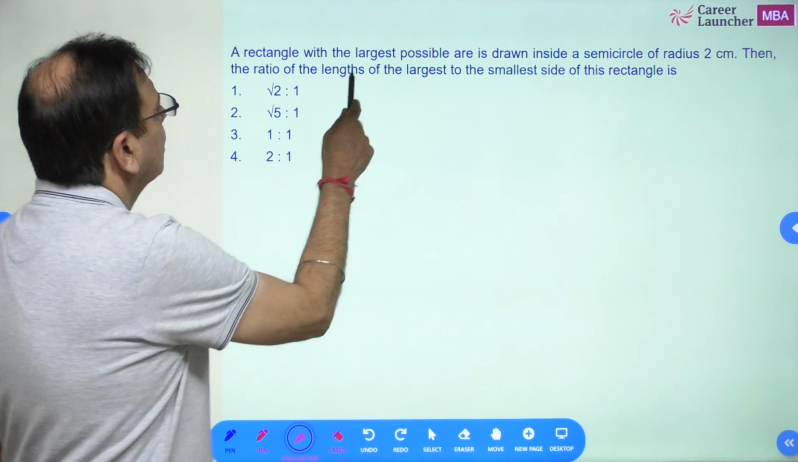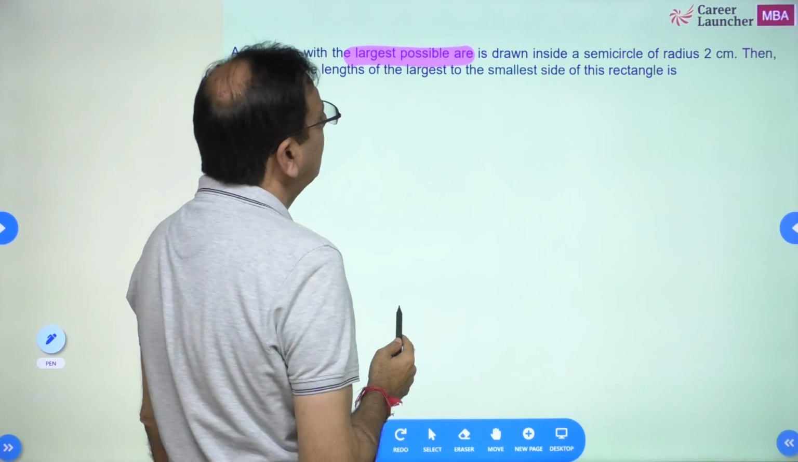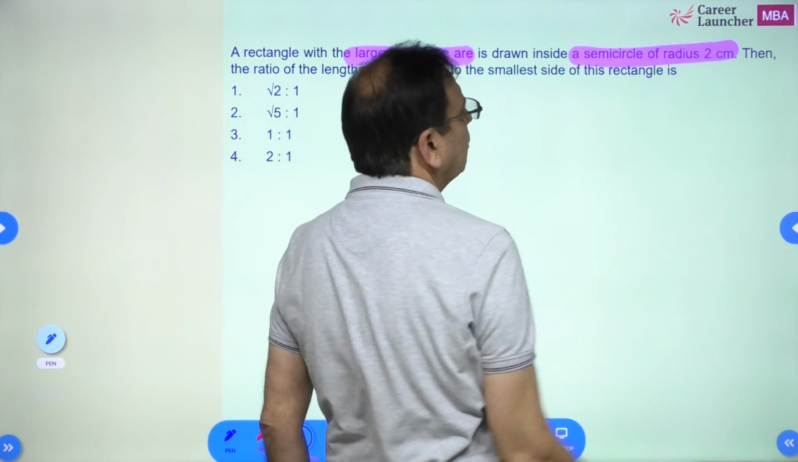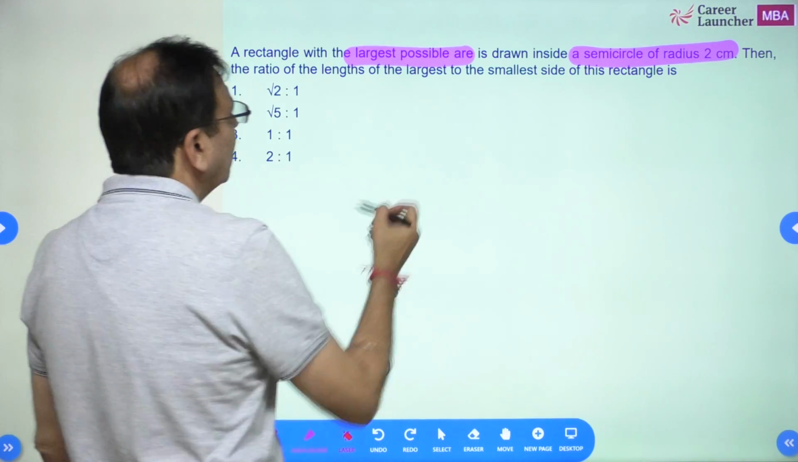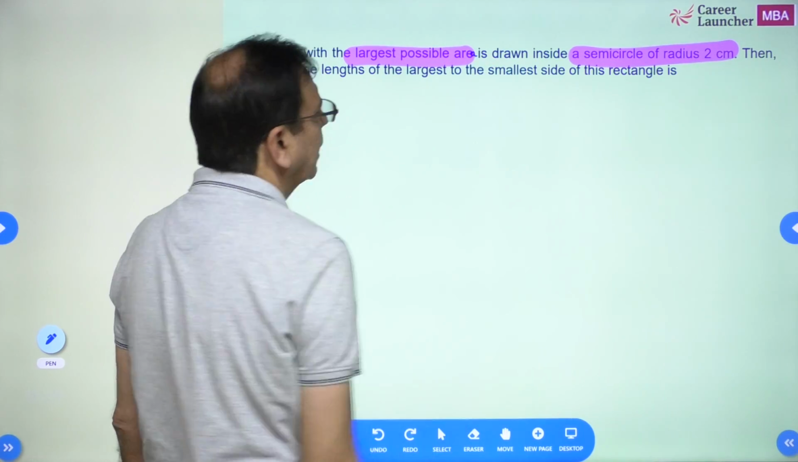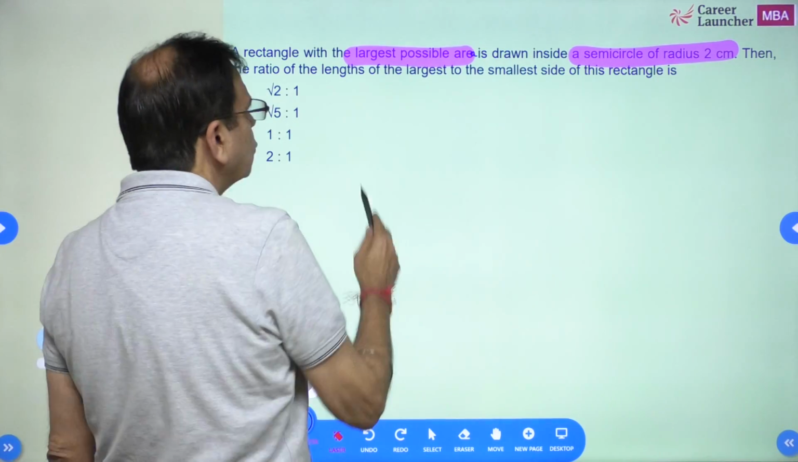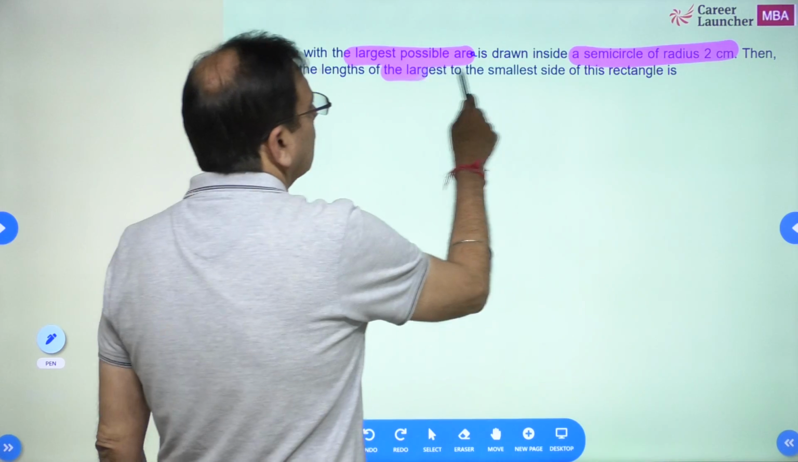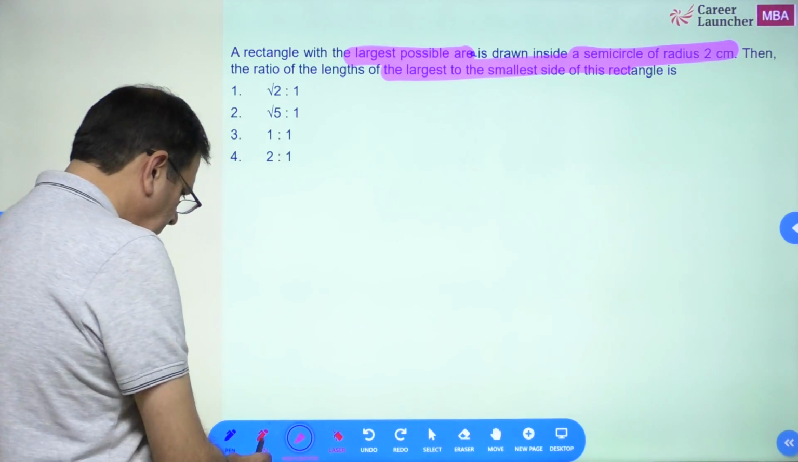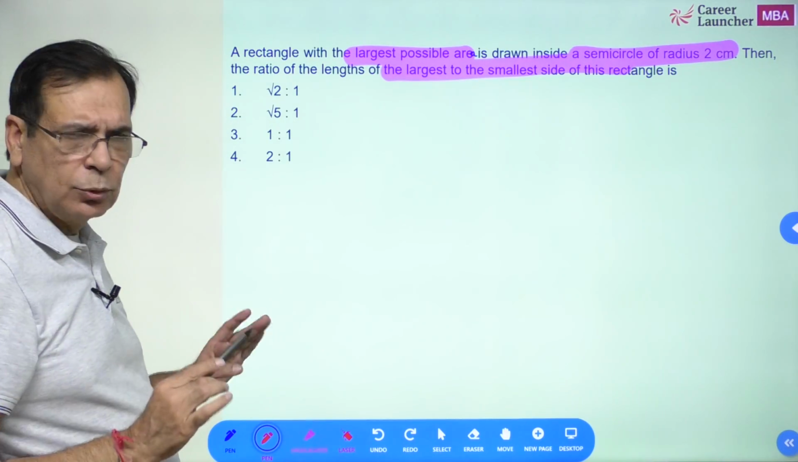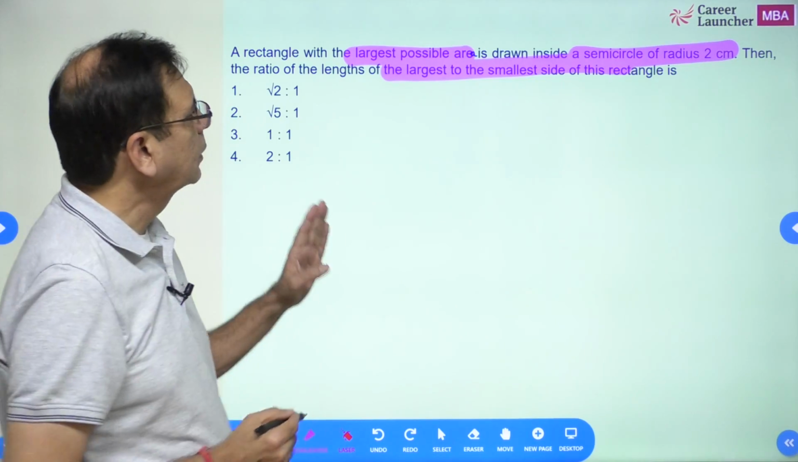A rectangle with the largest possible area is drawn inside a semicircle of radius 2 centimeters. Okay, इसमें यार area में आना चाहिए था a. ठीक है? Then the ratio of the lengths of the largest to the smallest side of the rectangle is what? Okay. Now let's draw the figure to understand this thing. Okay. Now what is it saying?